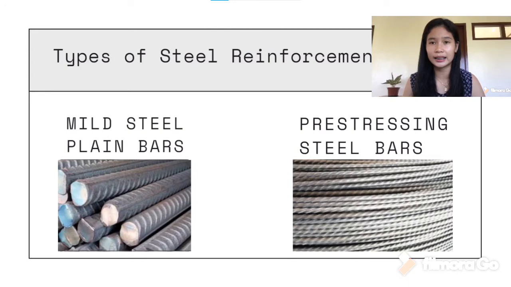Next, we have the mild steel plain bars. Mild steel is a carbon steel typically with a maximum of 0.25% carbon and 0.4% to 0.7% manganese. And lastly, we have the prestressing steel bars. This is a wire rod with a high carbon content. Prestressing steels are used in the building industry and need to withstand the highest mechanical stresses. As a result, there are special requirements with regard to the tensile stress of the product.